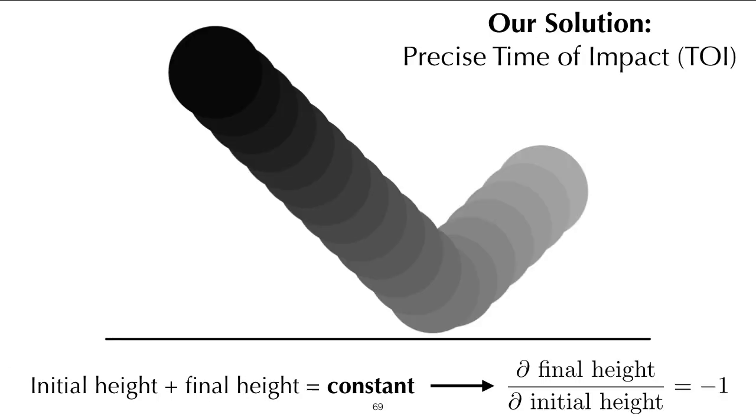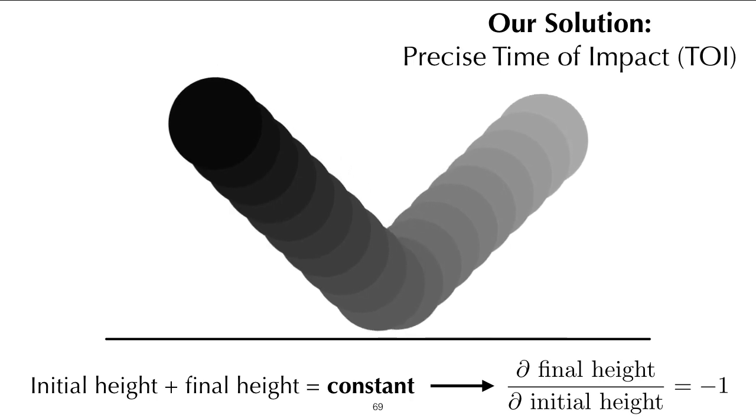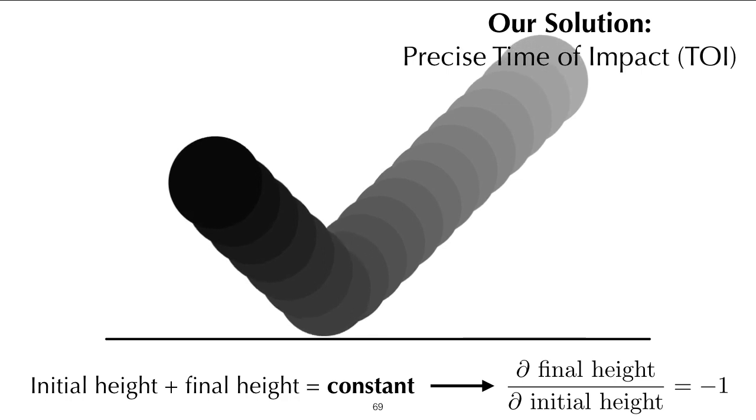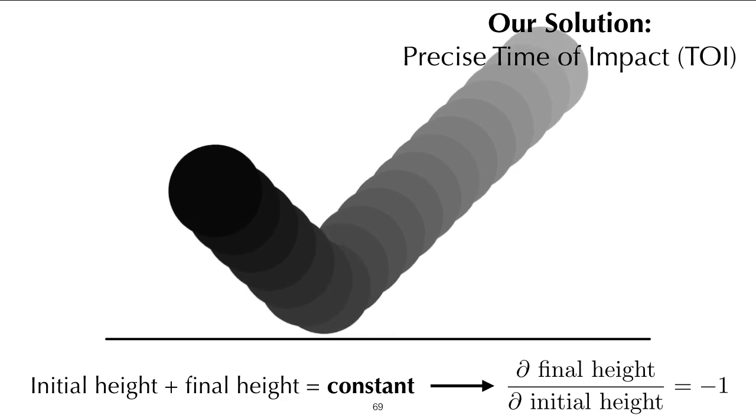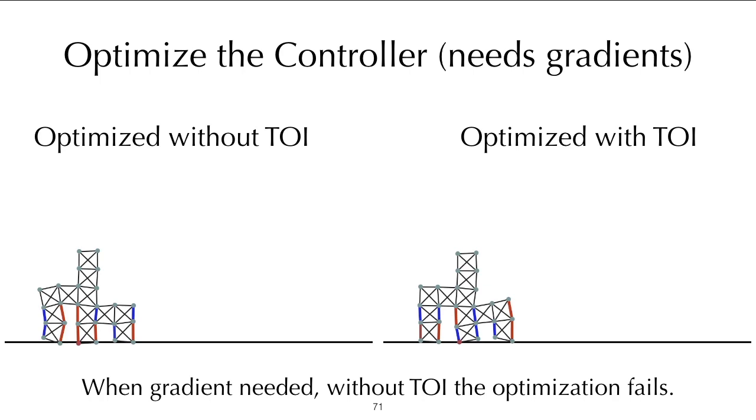Well, it's actually pretty easy. We can just add time of impact to the simulator, and the gradient is now correct. Actually, the time of impact fix is super important, and by doing that, the robot can learn much better, from the red curve to the green curve. As you can see, without time of impact, basically it doesn't learn at all. With the time of impact fix, the green curve is doing a pretty decent job.